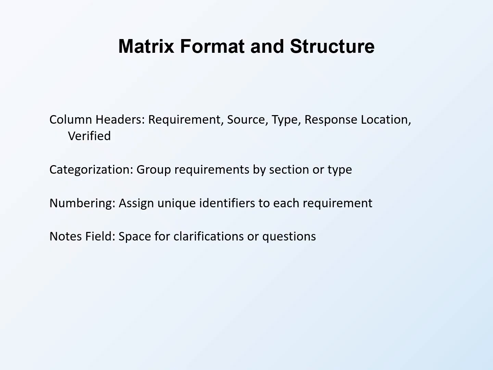Column headers should include at minimum the requirement text, source reference, requirement type or category, planned response location, and verification status. Additional columns might include priority level, responsible person, or notes. Categorization groups requirements by section or type. You might organize by NOFO section, by application section, by requirement type such as eligibility versus content versus format, or by some other scheme. Choose categorization that matches how you will use the matrix.